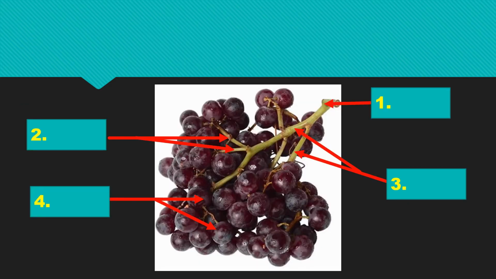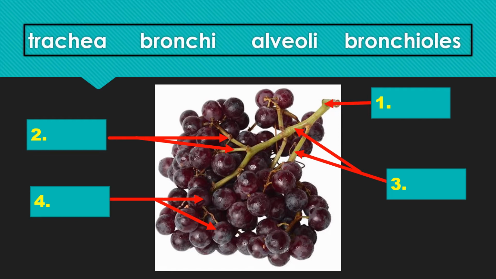After performing the activity, let us identify the different parts of the respiratory system using the bunch of grapes as comparison. Choose your answers from the given box.